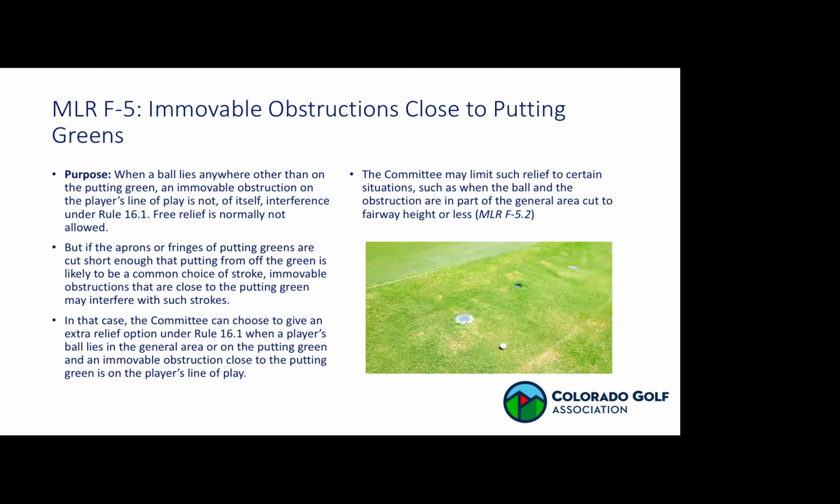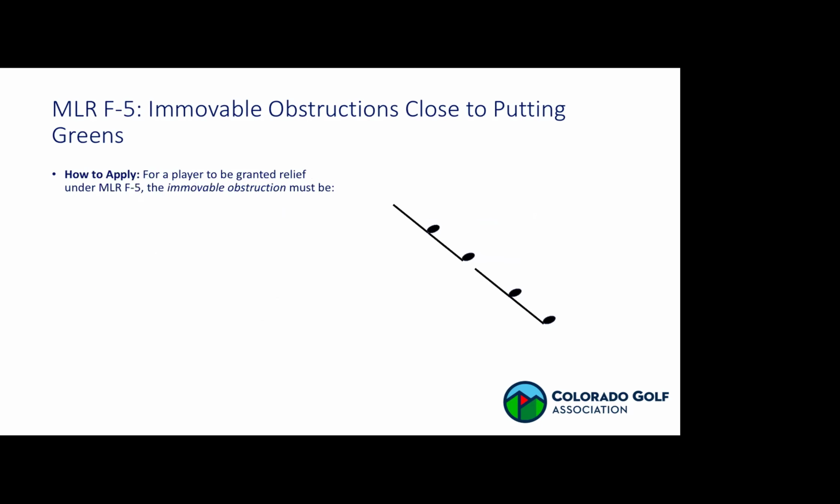Often you won't see relief from interference or line of play, but this is relief from immovable objects on your putting line there. So as we get into this a little bit more, how are we going to apply this? Often it's known as the 2+2 rule. So that means your immovable object has to be on the player's line of play, and that means it has to be within 2 club lengths of the putting green.